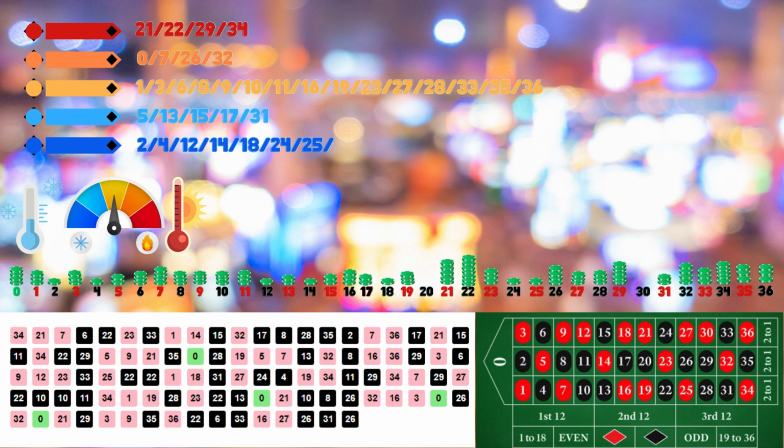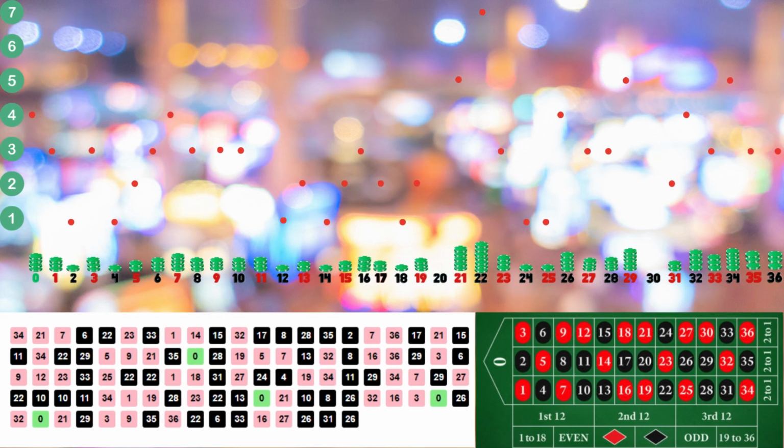Now from this viewpoint, all I'm doing is placing a dot above the number and how many times it hit. So the first dot being 0. It hit 4 times, so I place my first dot directly above the 0 at 4. And the second dot 3 places above the 1, and so on.